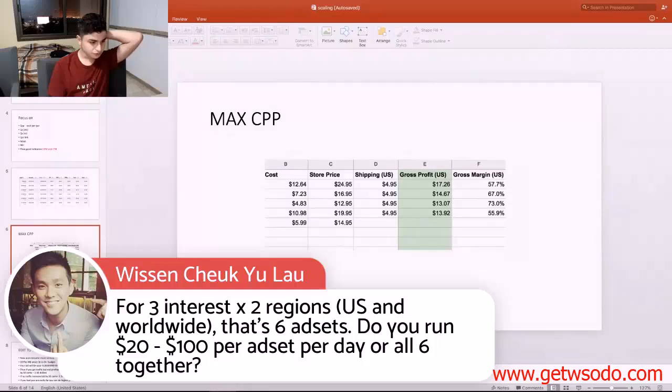For three interests by two regions, US and worldwide, that's six ads. Do you run 20 to $100 per ad set per day or all six together? Yes, 20 to 100 per ad set.